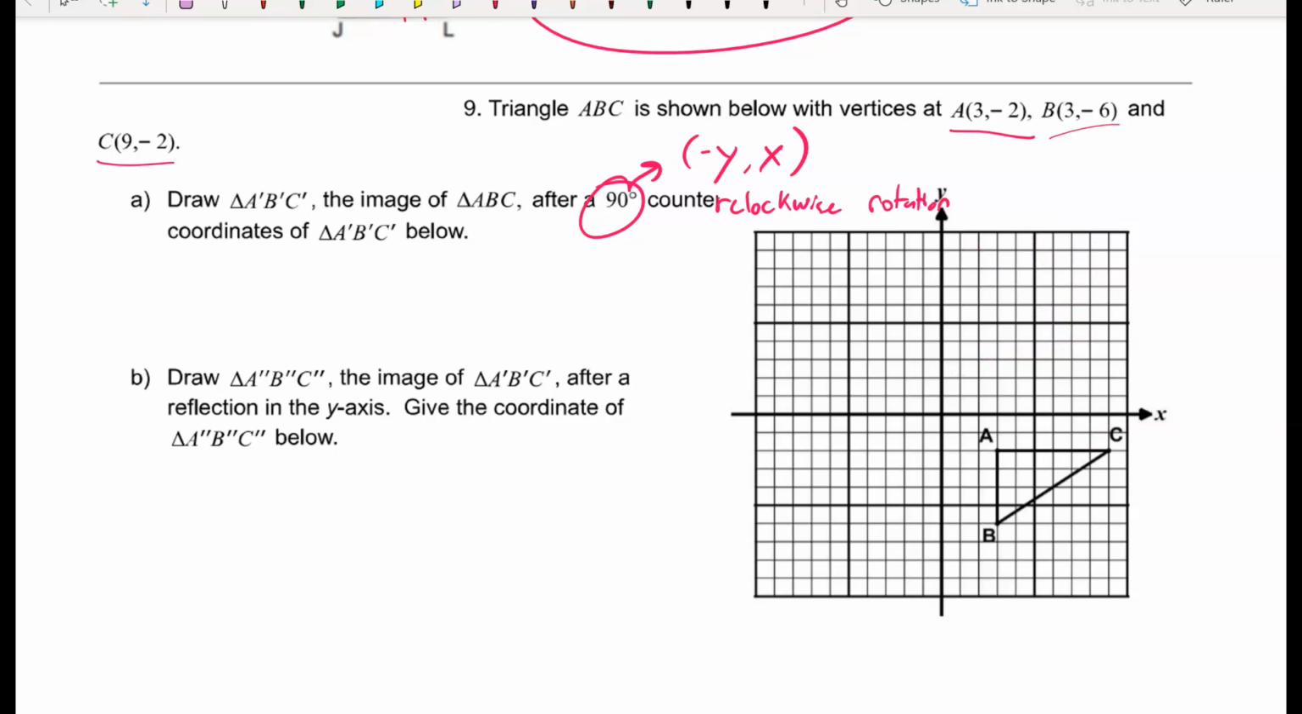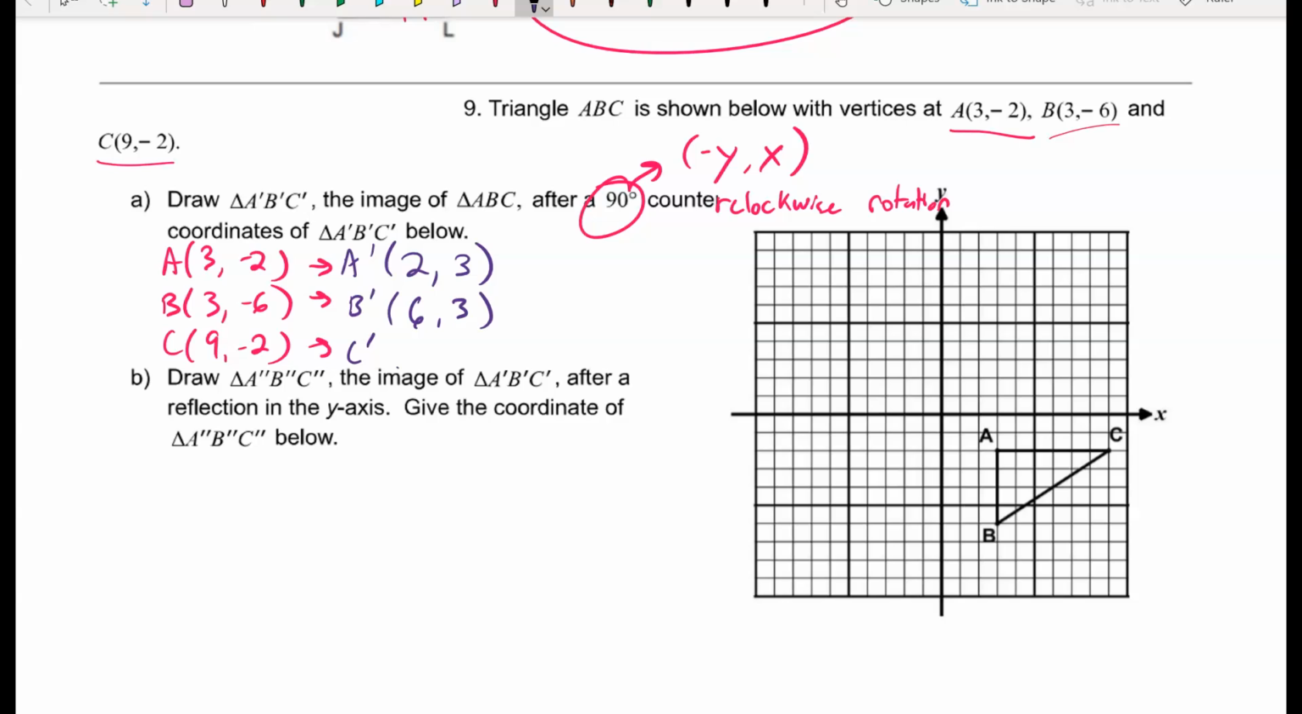So the way I organize my work here is I start by just listing my coordinates that I have, and I'm going to apply that transformation to them. So C is 9, negative 2. So to get A prime, I'm going to swap my coordinates and negate the first. So that's going to become 2, 3. I'm going to swap my coordinates, and that negative 6 is going to bump to the front and become a positive 6. Again, that negative 2 is going to bump to the front, become a positive 2, and the 9 goes in the back.